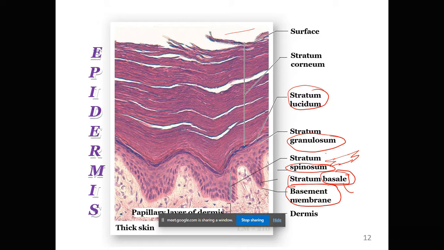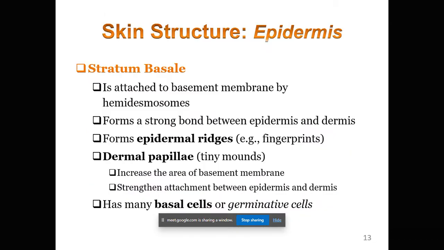The basement membrane is the boundary between the epidermis and the dermis. Okay, so let's see a description of each one by one. What is basal? It is attached to the basement membrane by hemidesmosomes.